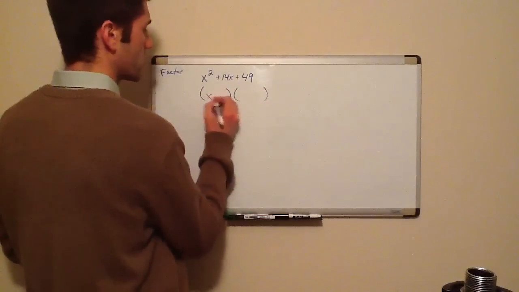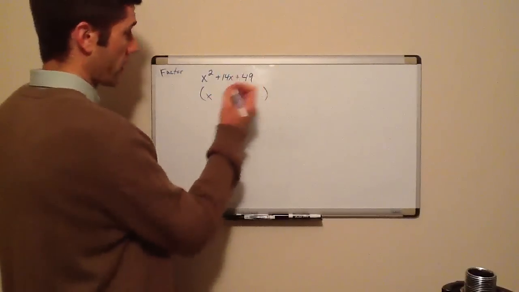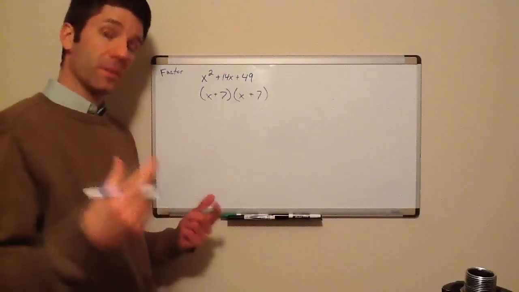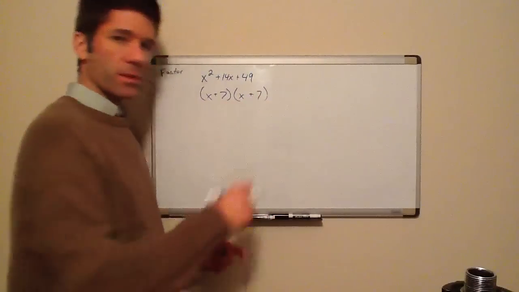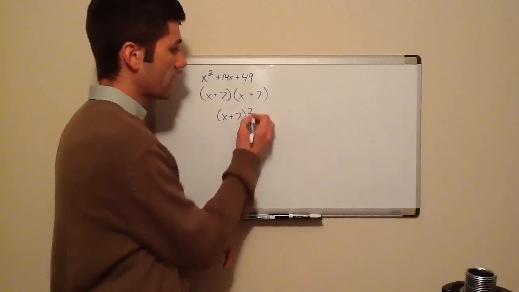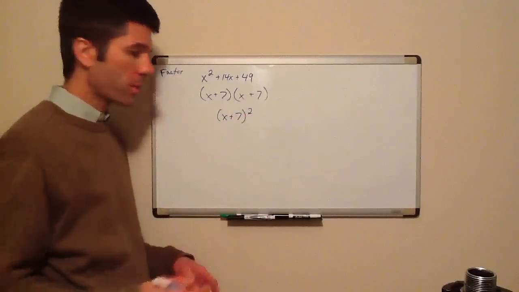So we do this. Two numbers multiply together give me 49. Add together give me 14. They must be 7 and 7. And notice they're the exact same thing. x plus 7 and x plus 7. Both quantities are the same, so therefore we can write it like that. Okay, no big deal. We all know that.